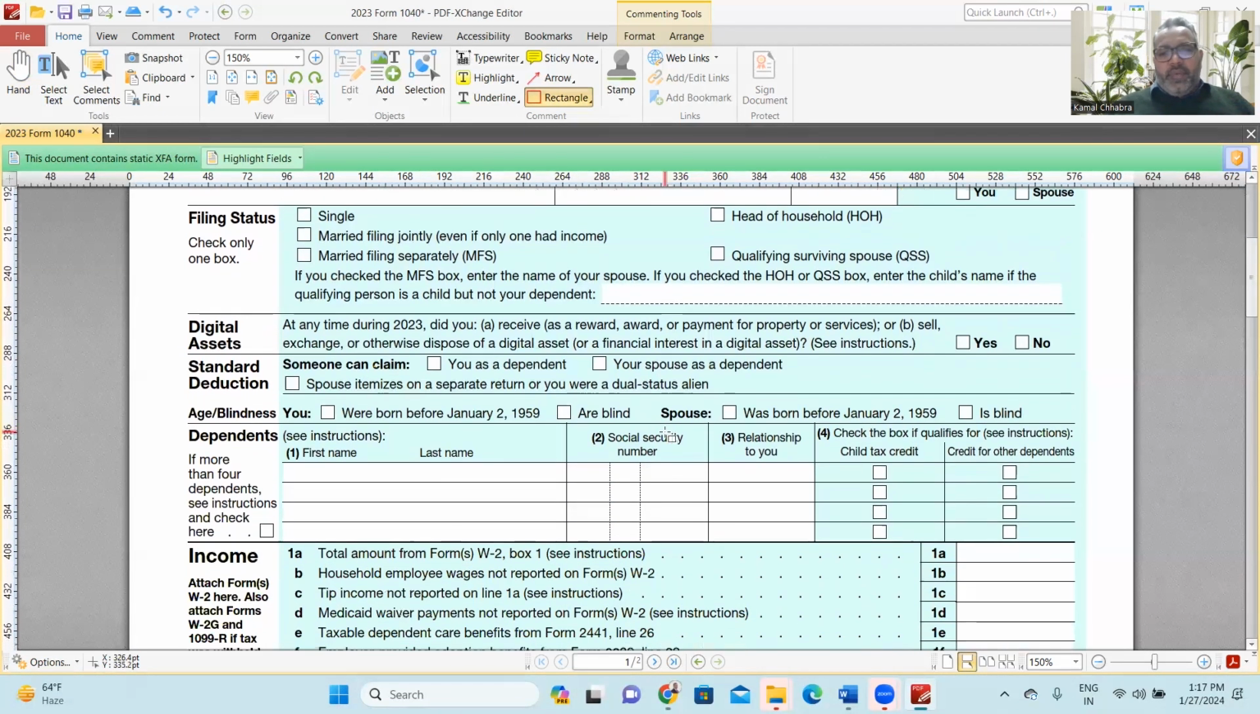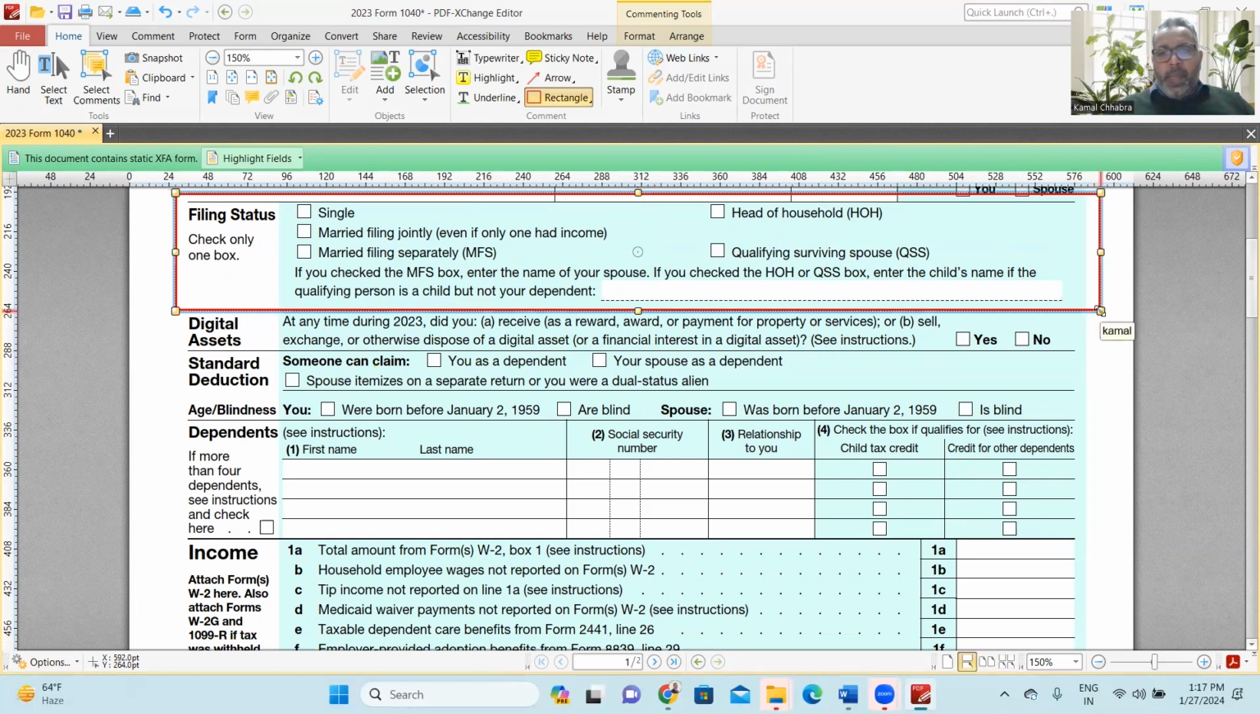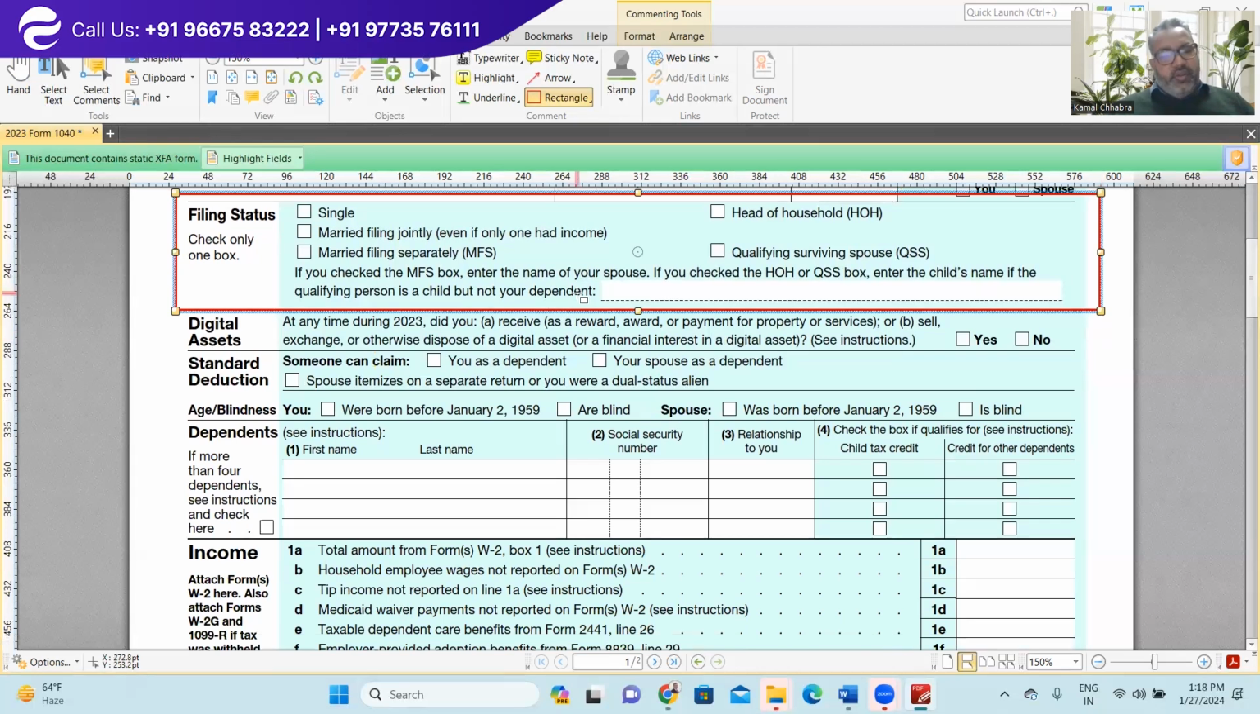The most important information, which starts from here, is the tax filing status, right? If you remember, we discussed there are 5 types of tax filing status: single, married filing jointly, married filing separately, head of the household, and qualifying surviving spouse, right? So these are the respective statuses, and you need to click to check the respective status. If you click married filing jointly, it goes as married filing jointly. If it is single, then it is single, or head of the household. So accordingly, you need to select, right?